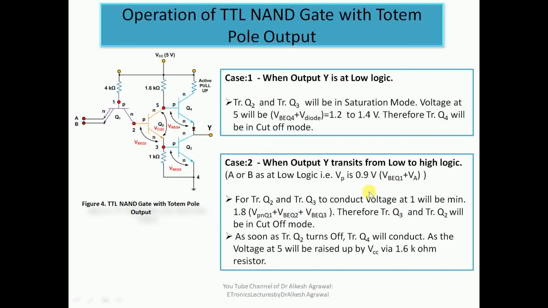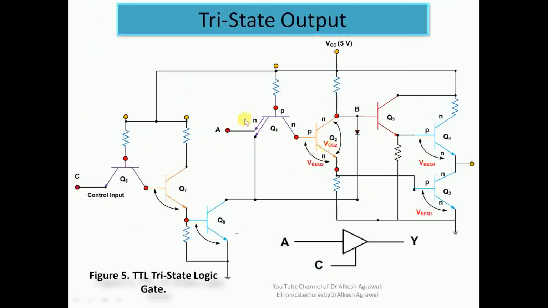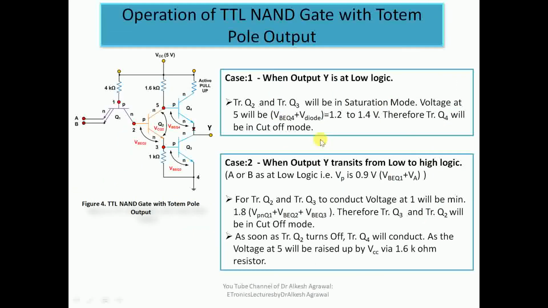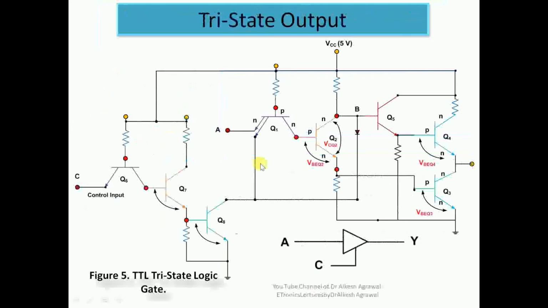So this is the second configuration. The third configuration is tri-state output. So this is somewhat more complex logic. Here you can see this is a modification of the totem pole output. You can see here one of the inputs is connected to the control input, the control unit.